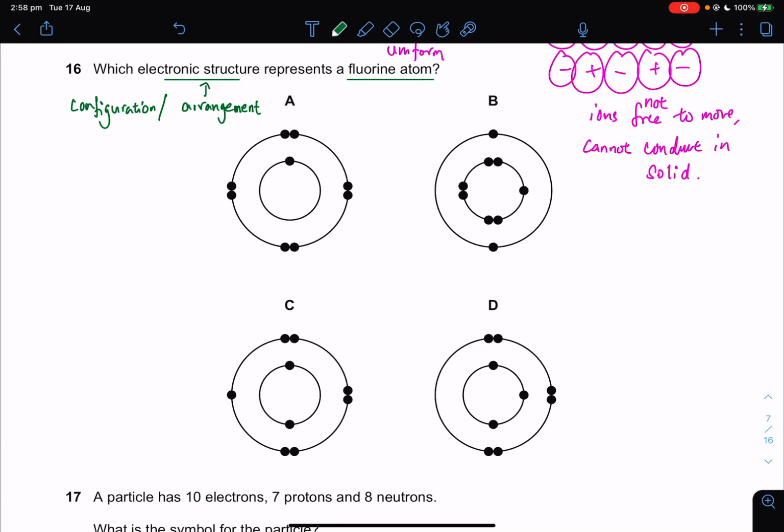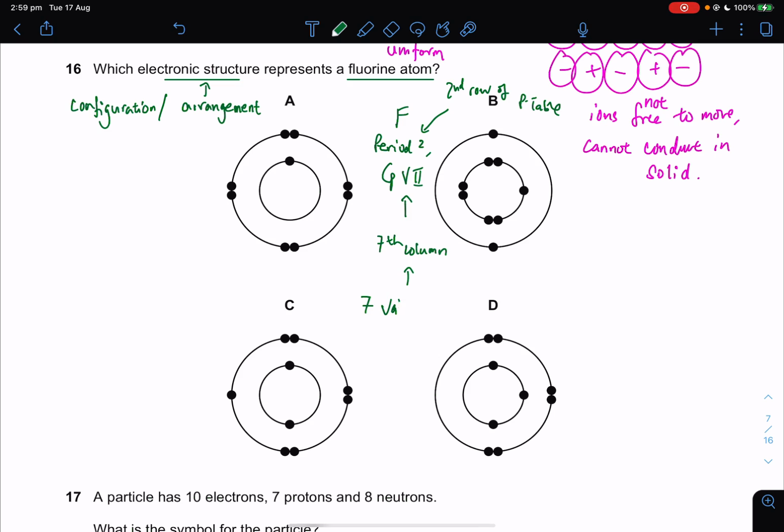Fluorine is this element in group 7, period 2 and group 7. So remember, period 2 means it's the second row of the periodic table. Group 7 means it's the 7th column in the periodic table. The group number tells you the number of valence electrons. Valence means outermost. So there are 7 electrons in the outermost shell.